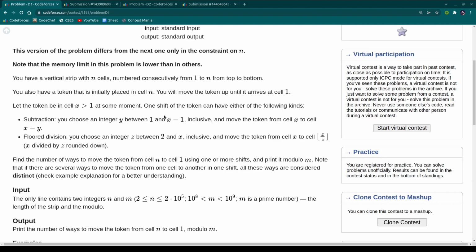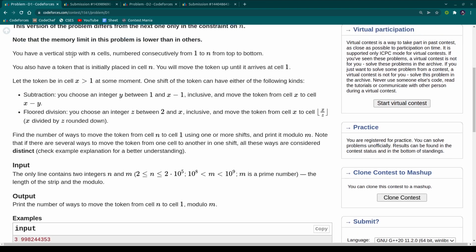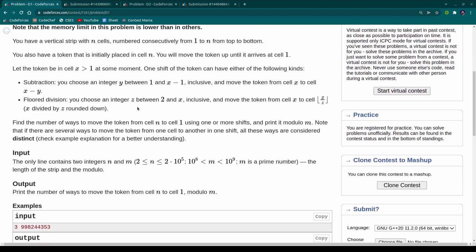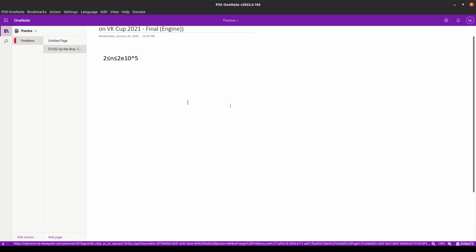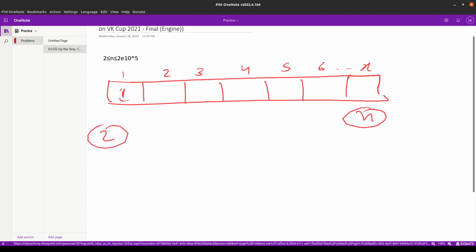Now I am going to explain the problem statement quickly. Here we are given an integer n, the number of cells in a vertical strip. First I am explaining D1, and we have to find the number of ways to reach cell 1. Let me draw: we have some vertical strips. We have to count the number of ways in which we can move to cell 1 from a particular cell n, which is given in our problem, and we are allowed only two different movements.